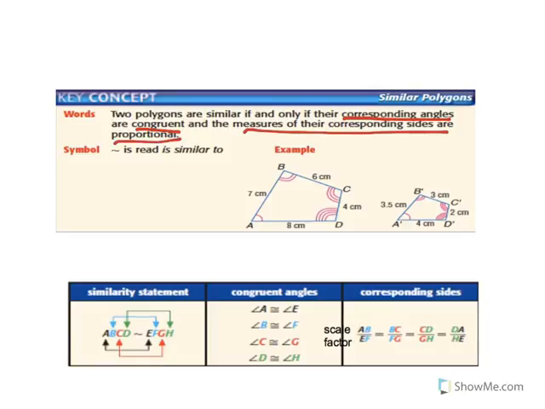Now, corresponding, we saw this word in congruent triangles, and remember that it means order matters. You have to be a very organized mathematician and make sure that you're following the same order for every step that you take in the problem. So basically, two polygons are similar if they have congruent angles and the corresponding sides are proportional. Those are the two main things that you need to know.